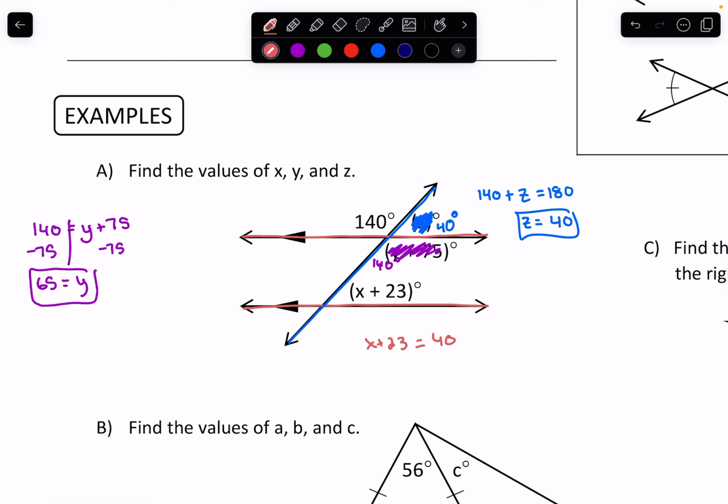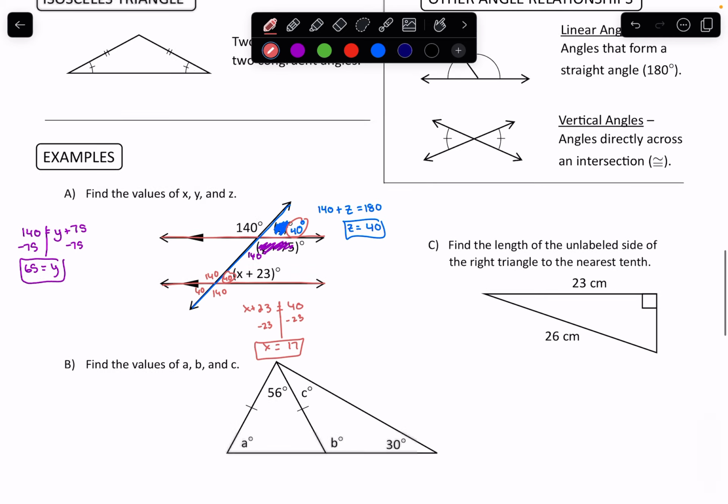To figure out x, I'm going to minus 23 from both sides. And that means that x is equal to 17. So the angle's not 17, but x is equal to 17. So when I plug it in, that angle is 40 degrees, which I want it to be, because 17 plus 23 is 40. If this is 40, that means this must be 40, which also means this must be 40, which means this must be 140, which means this must be 140. We don't need any of that, but once you start knowing pieces, it helps you find other pieces of the diagram. All right, let's go down.